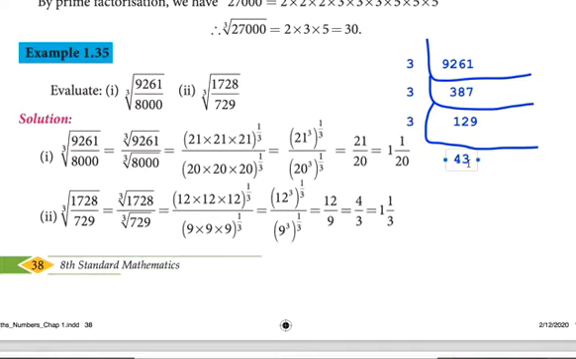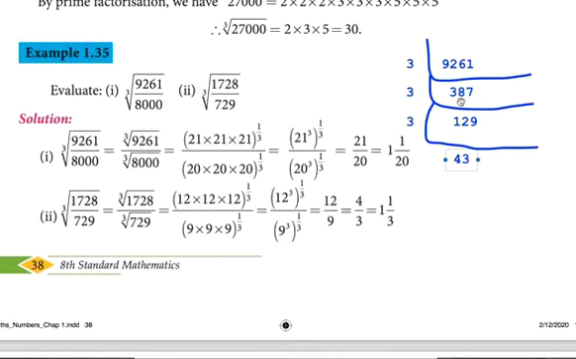Am I right? I think so. 3 3s are 9. 3 8s are 24. 3 7s are 21. 3 1s are 3. 3 2s are 6. 3 9s are 27. 3 4s are 12. 3 3s are 9. No, somewhere we went wrong.